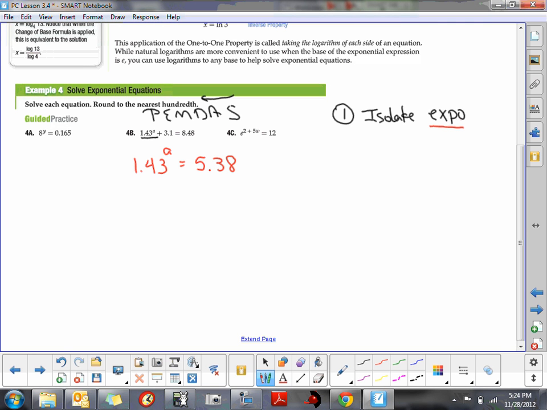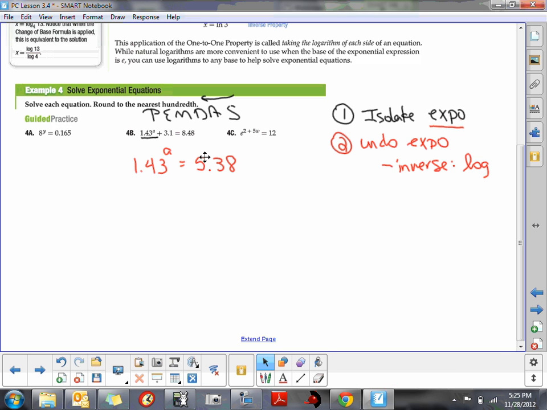Now I want to undo that. So I want to undo the exponent. To undo the exponent, we're going to elicit the inverse. So I've got to be thinking of what is the inverse of an exponential, and that is a logarithm. Now, as I said, we have a lot of different things that we can use. We could use a log of base 1.43. Not my first choice. I don't want to have to use a log of base 1.43, but that's using that one-to-one concept.